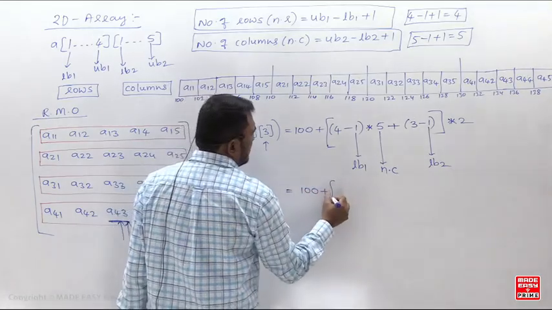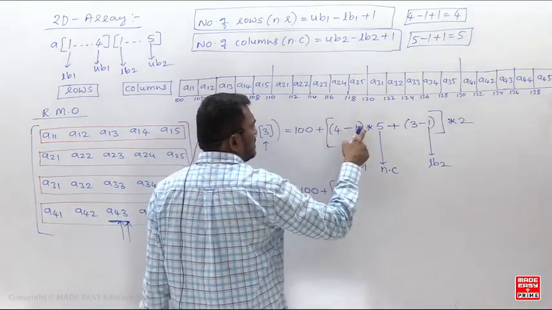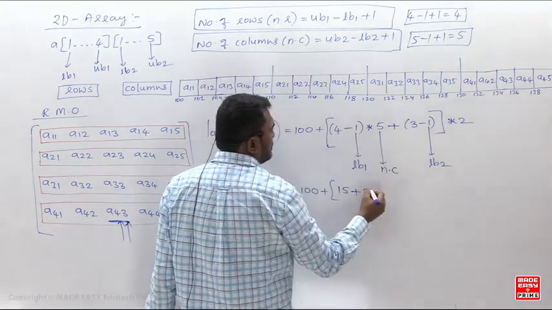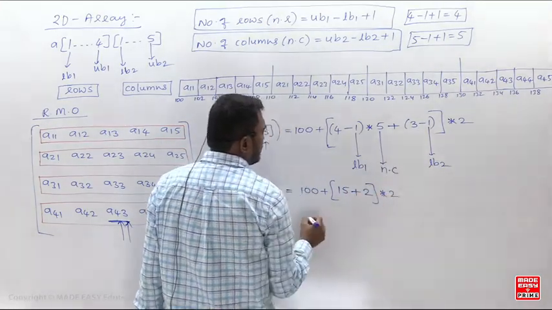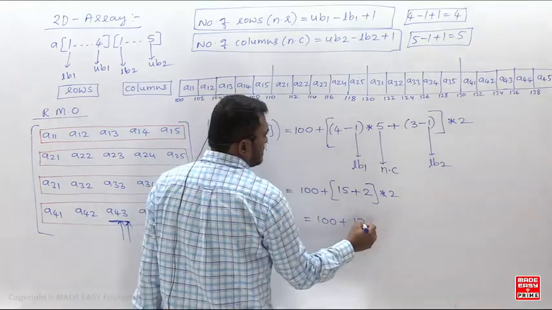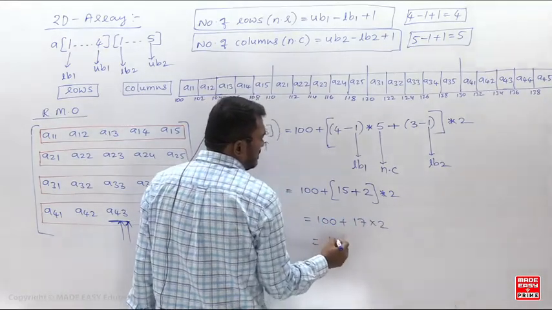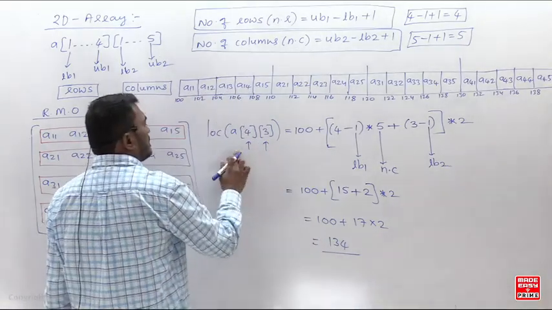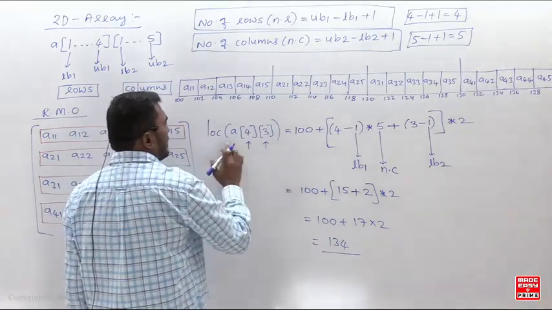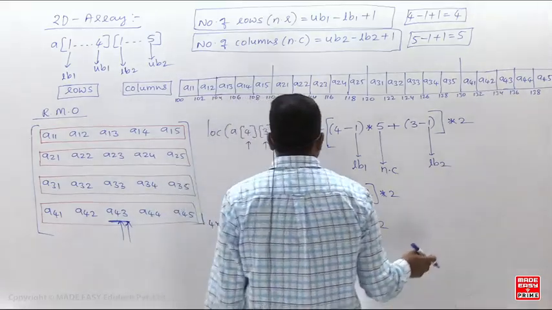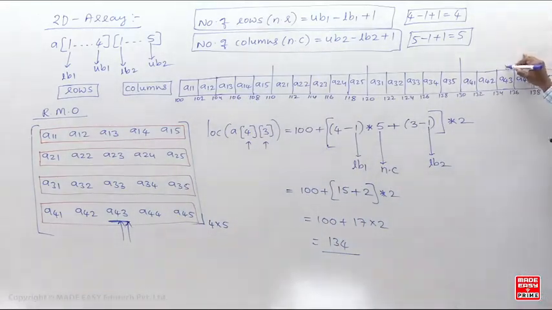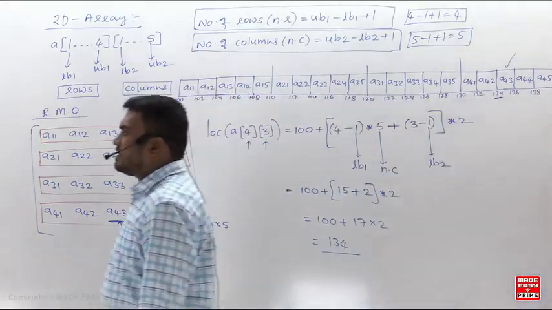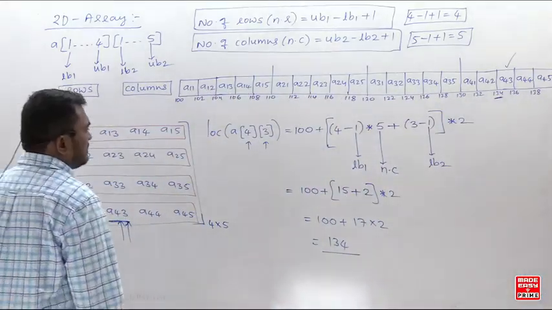So 100 plus. How much is this value here? 3 into 5, that is 15. Plus this value is 2, multiplied by 2. So that is 100 plus 17 into 2. So that value is 134. Check it out. A of 4,3 is 134. Look here, A of 4,3 is 134. Is it matching? Yes, 134 is matching. Copy this.